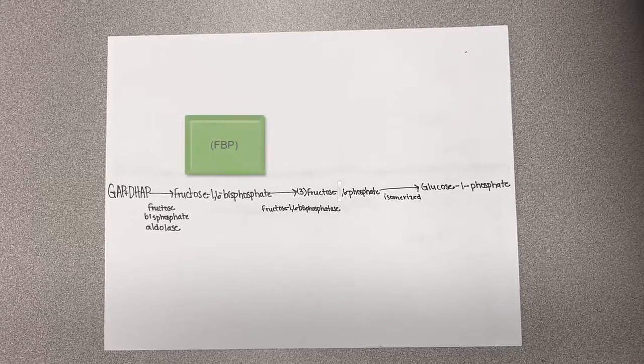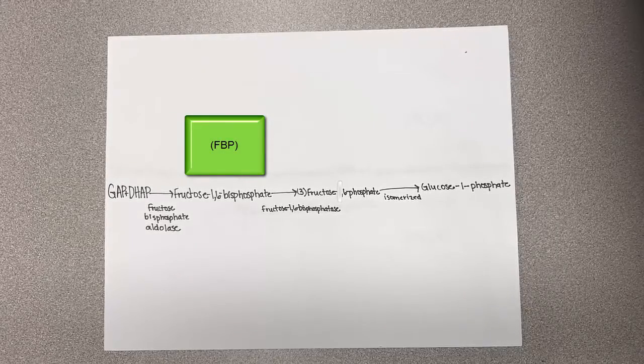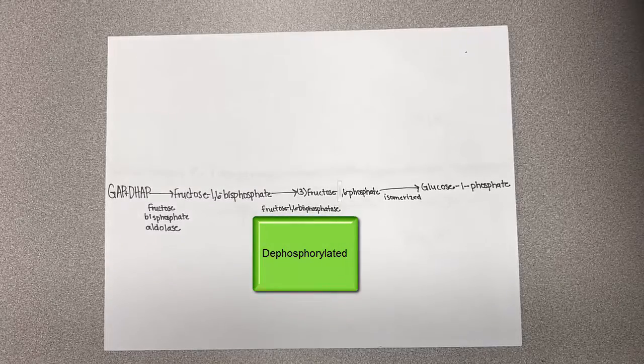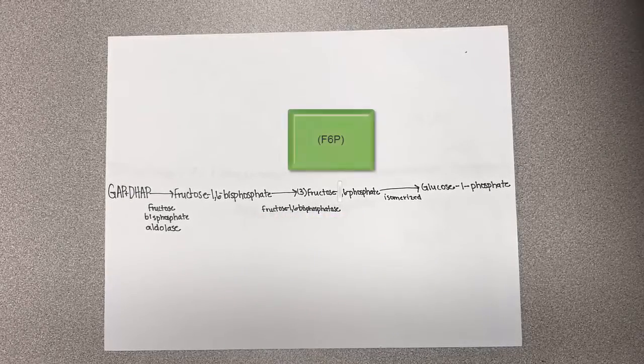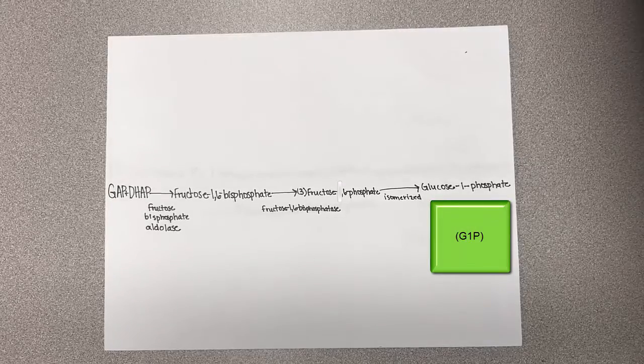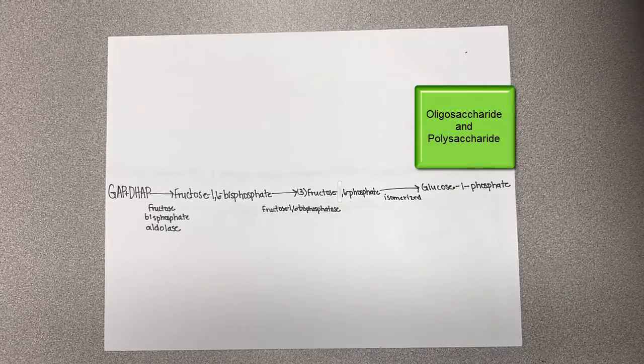Of the 12 GAP formed, 2 will be used to make a molecule of a hexose. In step 1, a molecule of GAP and DHAP are combined with the help of the fructose bisphosphate aldolase enzyme to produce fructose 1,6-bisphosphate, otherwise known as FBP. In step 2, the FBP is then dephosphorylated by fructose 1,6-bisphosphatase, which in turn yields fructose 6-phosphate, F6P. In step 3, the F6P is then isomerized to yield glucose 1-phosphate, G1P. Glucose 1-phosphate is then taken up by oligosaccharide and polysaccharide procedure to form sugars such as glucose and sucrose.